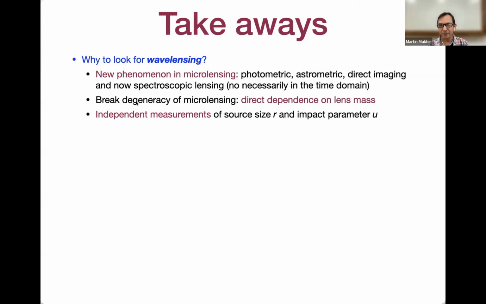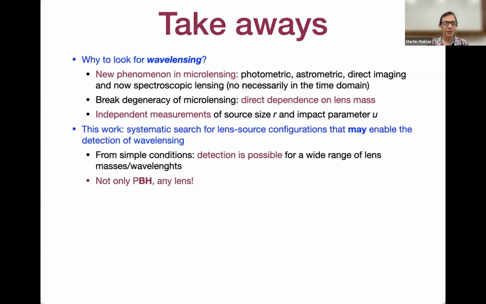An interesting thing is that this frequency depends on the impact parameter, which can be directly measured, and directly on the mass. So we break a traditional degeneracy in microlensing. There are direct measurements of the mass, and we can also measure the impact parameter and the source size by the damping effect. So that would provide complementary measurements to other microlensing observables.